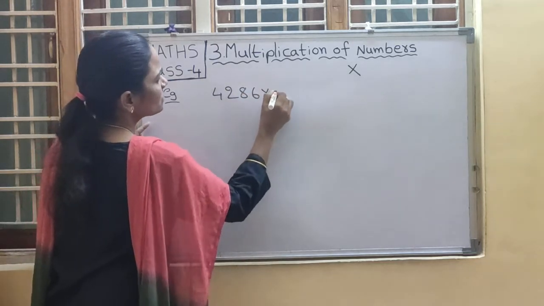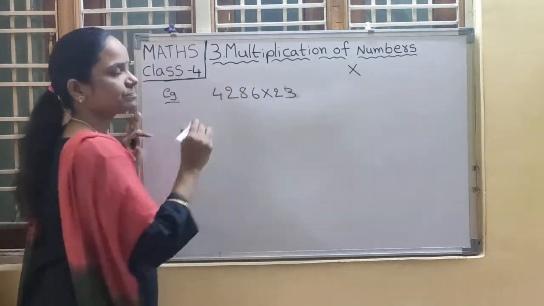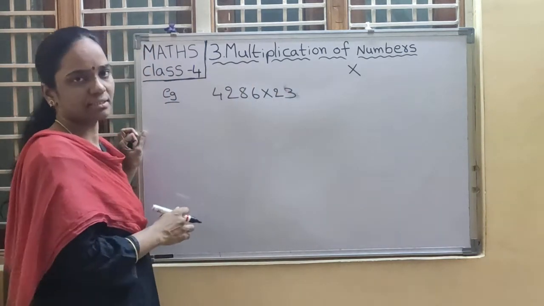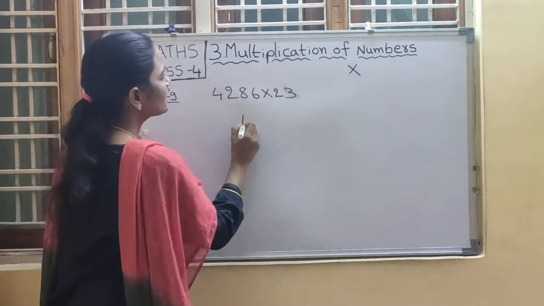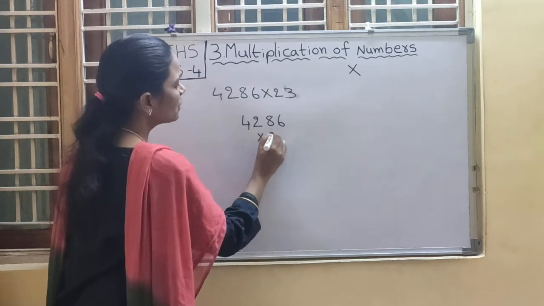So, take an example: 4286 into 23. It is a 4-digit number by 2-digit number. Shall we take? So, first write down the number 4286 into 23.